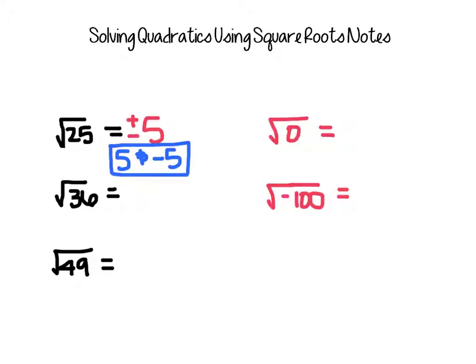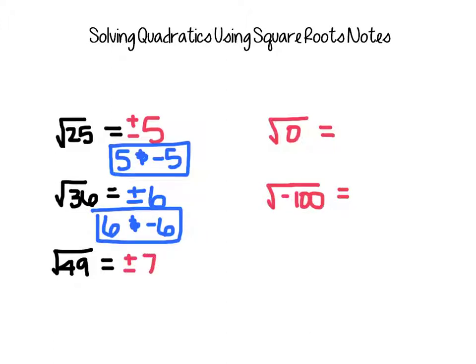Alright, what about for 36? We would get plus or minus 6, which basically means positive 6 and negative 6 are the square roots of 36. 49 would be plus or minus 7, which basically means that I have a positive 7 and it could be a negative 7.